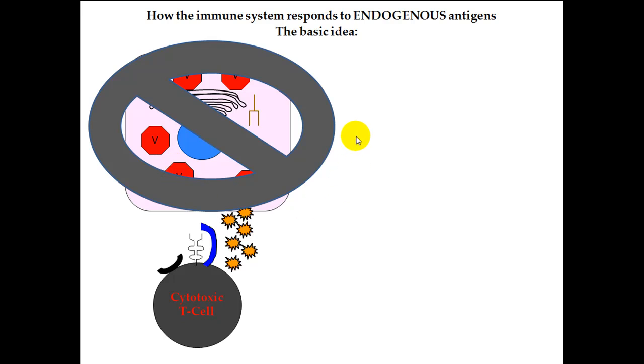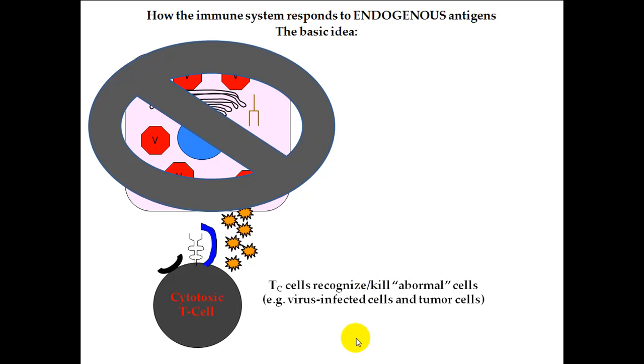So the basic idea of how our immune system responds to endogenous antigens is that here's a major player in the response to endogenous antigens. We have cytotoxic T cells that are able to recognize and kill abnormal cells. By abnormal cells, we're talking about our own cells that have been infected with viruses, or our own cells that have become tumor cells. So the question becomes, how do cytotoxic T cells tell the difference between an abnormal cell and one of our normal cells? You don't want these cytotoxic T cells just killing everything. You want them to kill just the ones that have become infected with the virus, for example.